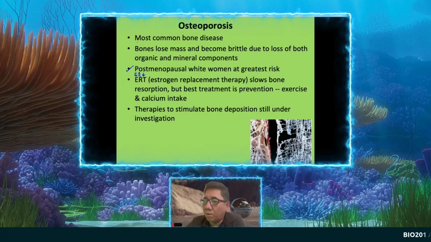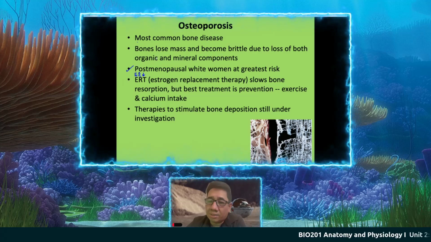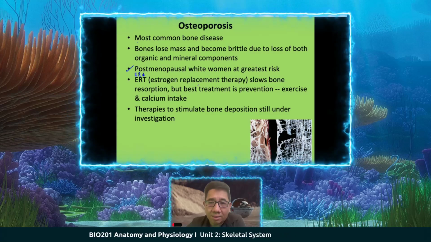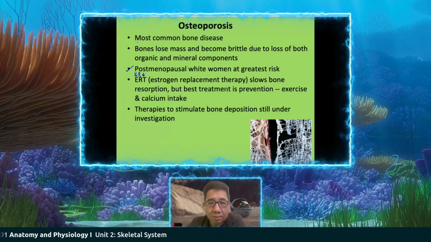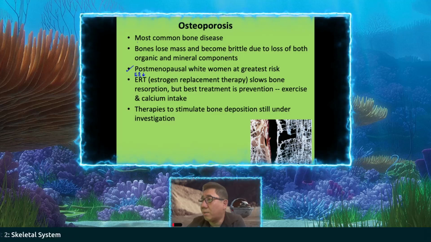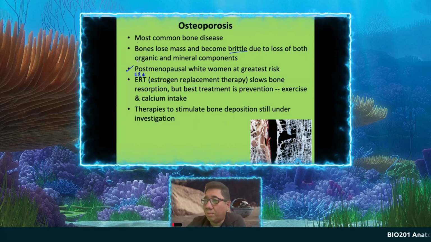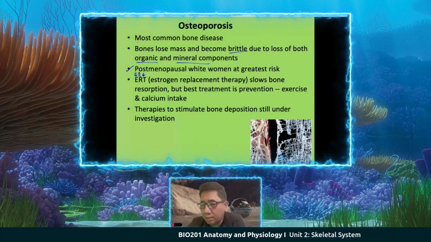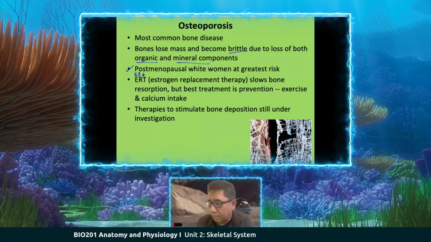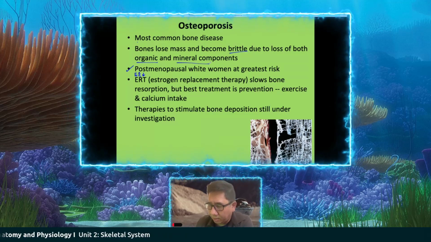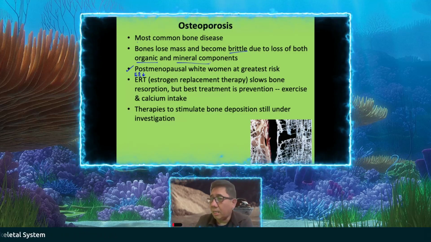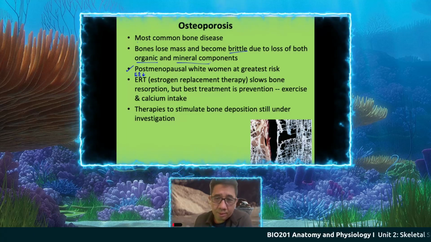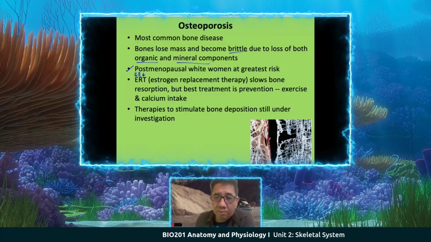So when the estrogen level goes down, what that does is it affects your bone mass. You're actually losing your bone, so you're losing the calcium that you are storing in the bone, causing your bone to become more brittle. Okay, you're losing both the organic and mineral components of your bone. And this is why we often recommend that girls at a young age take lots of calcium. The more calcium you have from the early age, the less likely you are to get this disease when you're older.